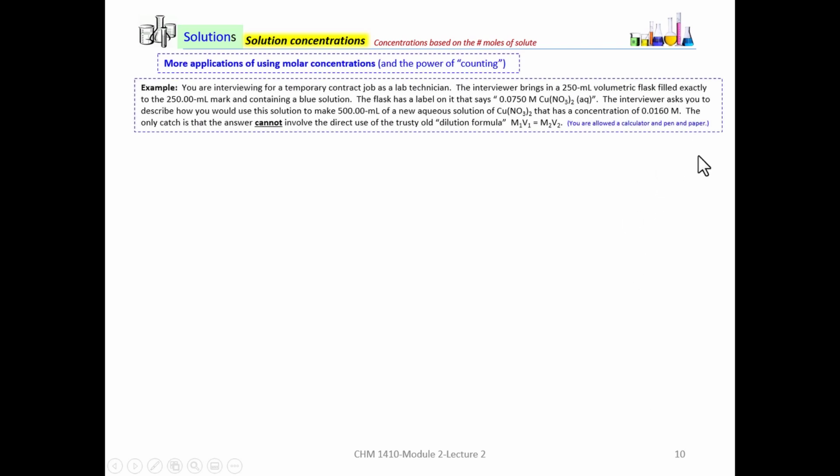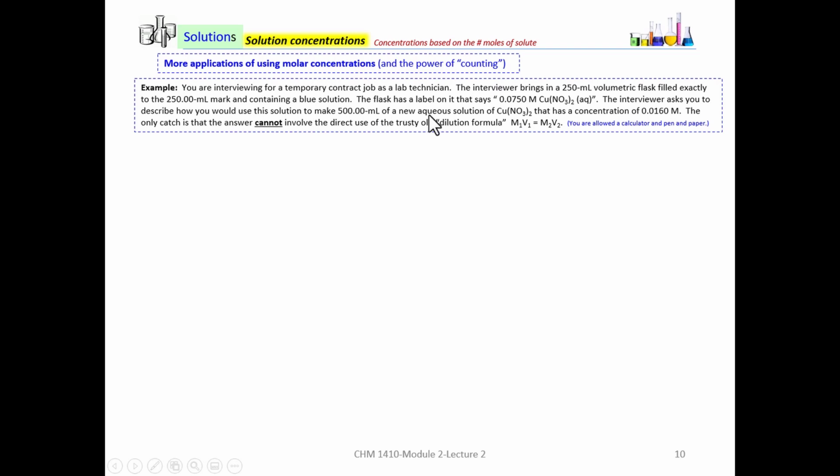Let's suppose you're interviewing for a temporary contract job as a lab technician. After filling out all the paperwork, the interviewer brings in a 250 milliliter volumetric flask filled exactly to the 250 mark and containing a blue solution. The flask has a label on it that says 0.0750 molar copper nitrate.